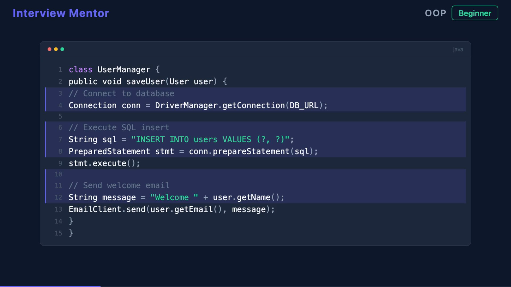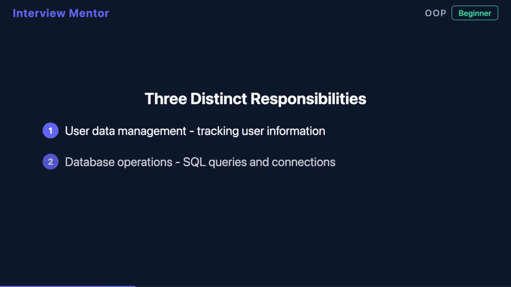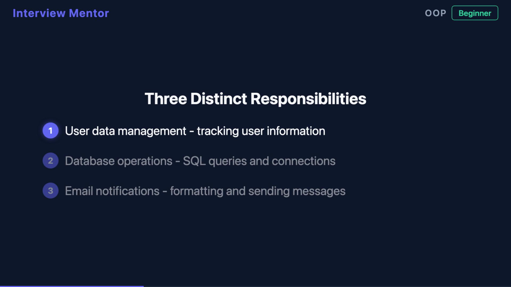One class is now responsible for both data persistence and email communication. These are completely unrelated concerns that have no business living in the same place. This class handles three distinct responsibilities. First, user data management, keeping track of user information. Second, database operations, writing SQL and managing connections. Third, email notifications, formatting messages and sending them. Each of these is a full-time job for a class, but we've crammed them all into one.